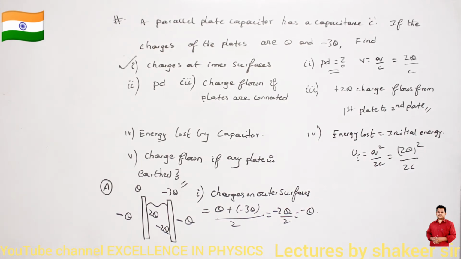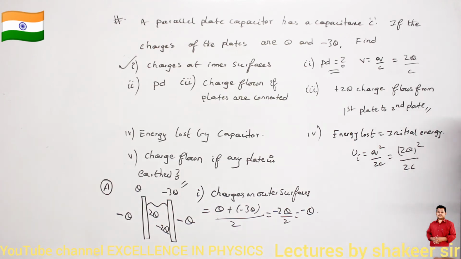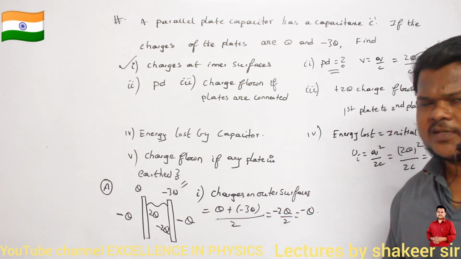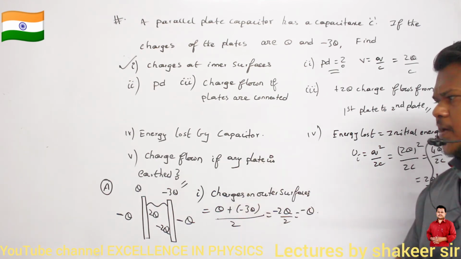So energy lost is nothing but the initial energy. Therefore (2q) whole square divided by 2c, so 4q square divided by 2c, which is 2q square divided by c. This is the amount of energy lost if both these plates are connected by a conducting wire. Then he is asking for the charge flown if any one plate is earthed.